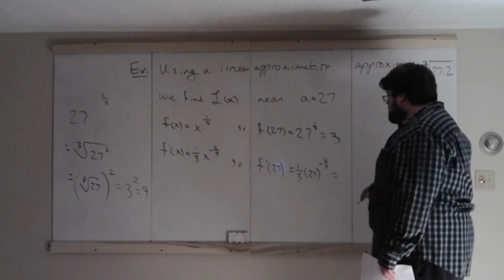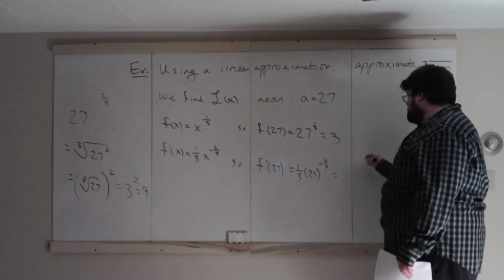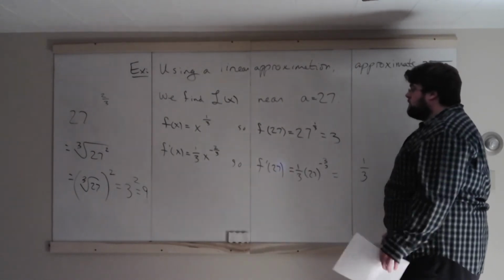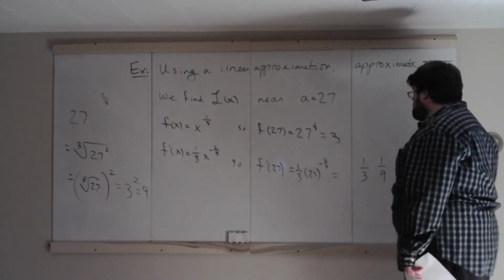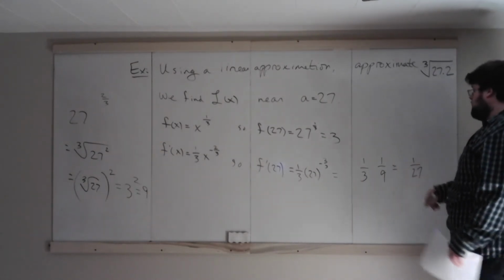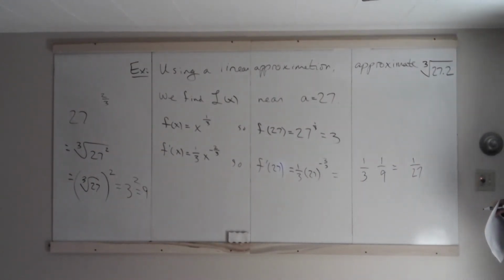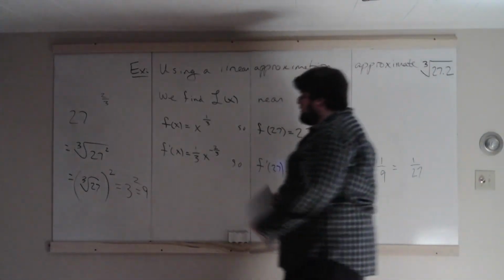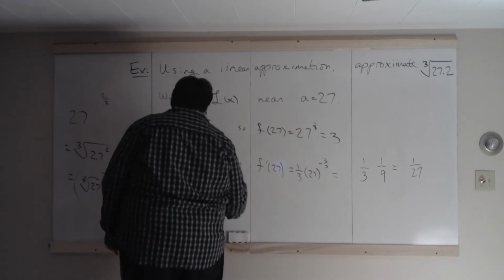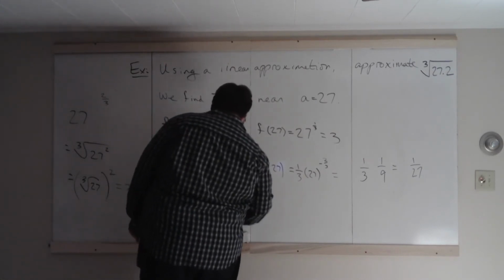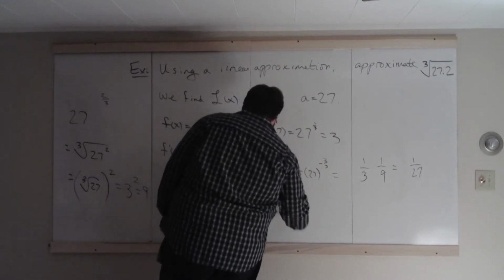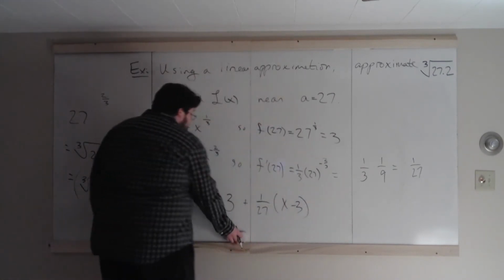Well, that's great. We need 27 to the negative 2/3. 27 to the negative 2/3 is 9 flipped around, which is 1/9. So f prime at 27 is 1/27. And now we can find our linear approximation. So L of x is f of x, the starting point, 3, plus the derivative, 1/27 times x minus the starting point. So that's times x minus 3.